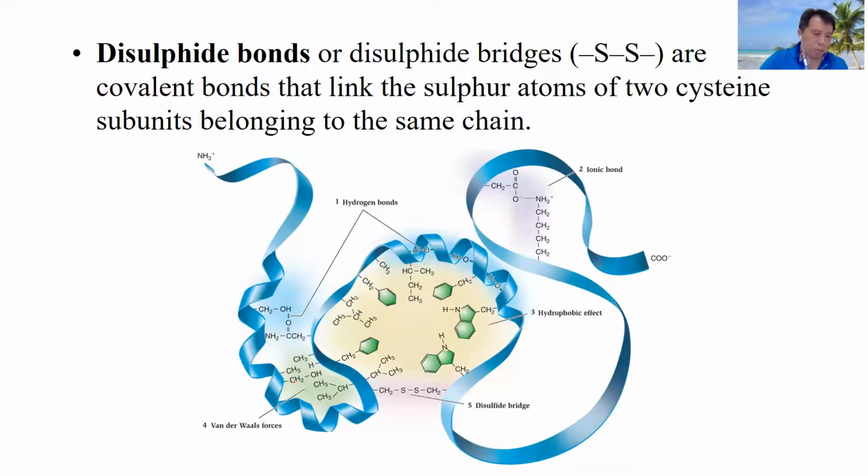Disulfide bonds, or disulfide bridges, are strong covalent bonds that link the sulfur atoms of two cysteine subunits. They can also be between different chains, but for the tertiary structure they come from the same polypeptide chain. For example, here is the R group of one cysteine, and this is the R group of another cysteine amino acid molecule. When they come into contact, they form the disulfide bridge.